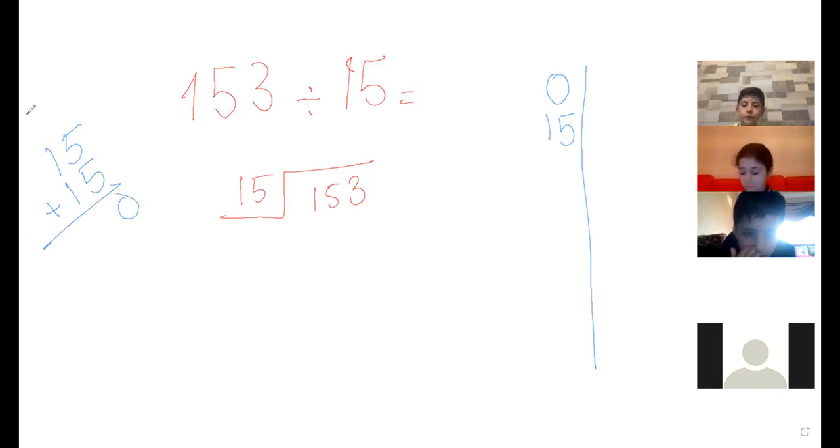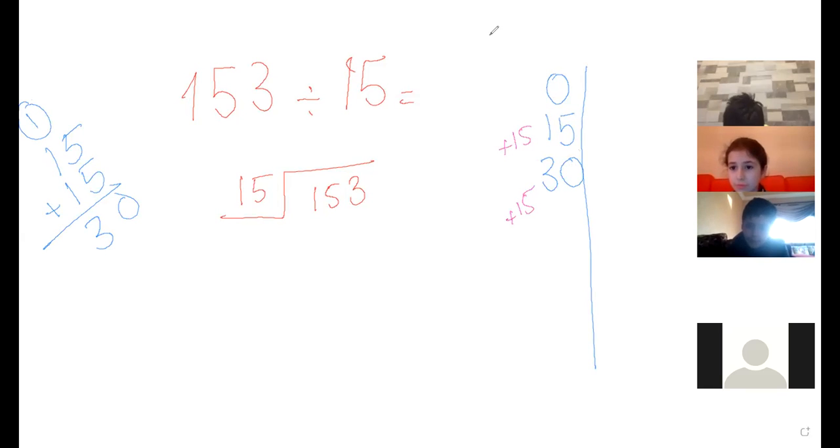5 plus 5, 10. 0 down and 1 up. 1, 1, 1. 33. So it's 30, yes. Then 30, we'll continue. 30 plus which number again? 15. Damon, we are adding by 15 and we are writing table 15.